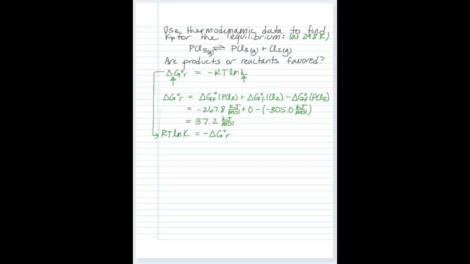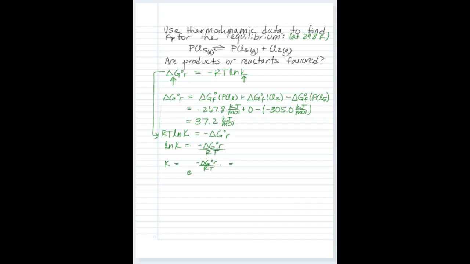Then I'm going to divide both sides by RT. So I have ln K is equal to negative delta G over RT, pretty straightforward. And how we isolate K is by putting all of the stuff on the other side of the equation as an exponent of e. So K equals e to the negative delta G of reaction over RT.